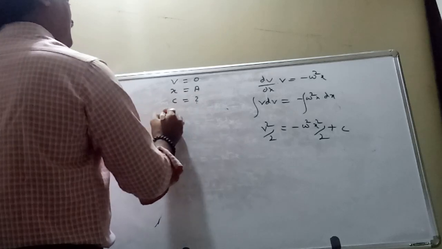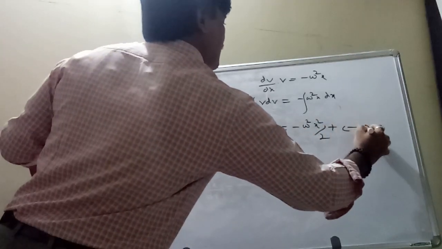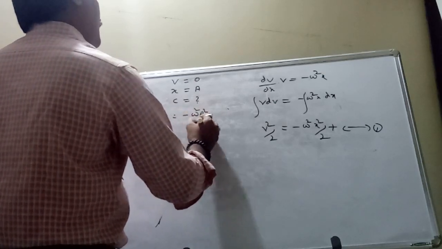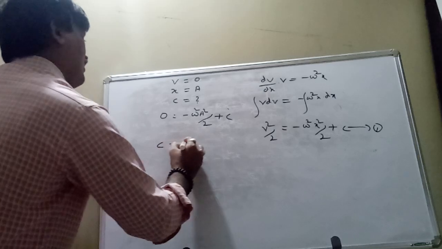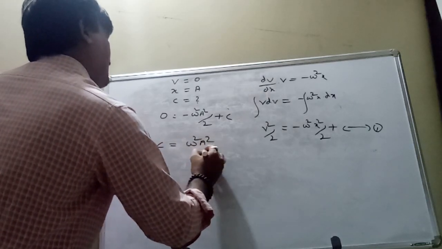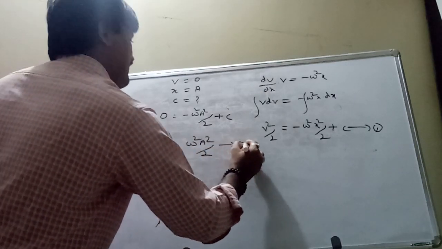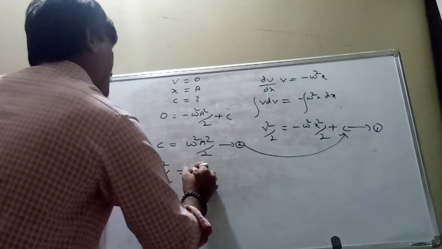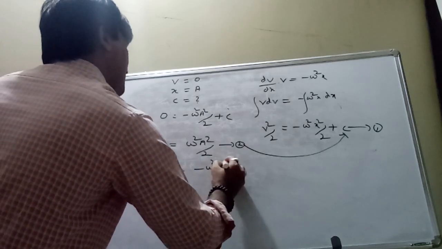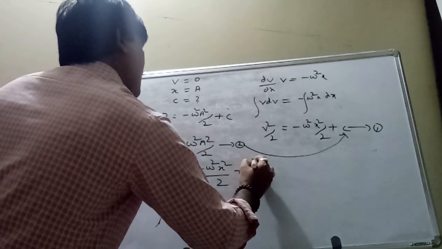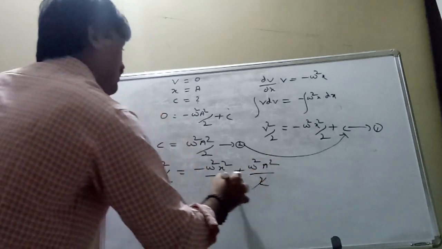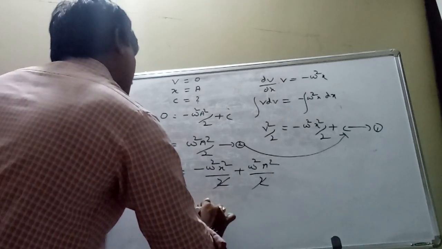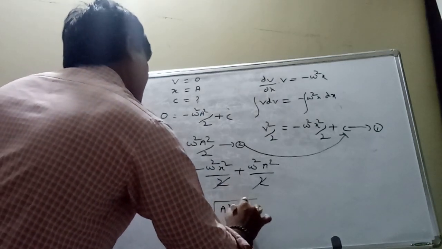Find c. From the first equation, 0 equals minus omega squared a squared by 2 plus c. So c is equal to omega squared a squared by 2. Replacing this in the first equation, v squared by 2 equals minus omega squared x squared by 2 plus omega squared a squared by 2. So v squared is omega squared into a squared minus x squared, so v equals omega into root of a squared minus x squared.